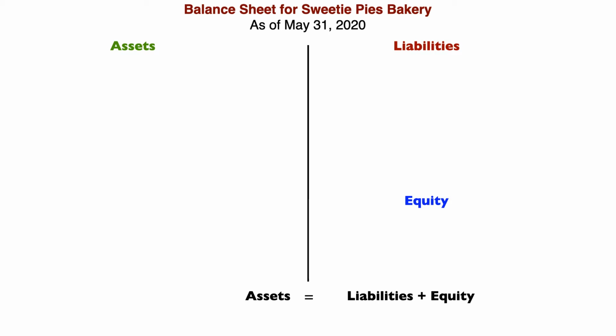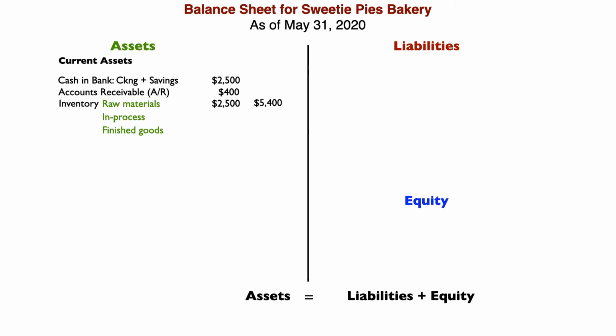Assets are divided into two broad categories. The first category is called current assets. These are assets that can be turned into cash relatively quickly. We see that as of May 31st, Sarah's business has in her business checking and savings accounts a total of $2,500. Well, that's already cash. It doesn't need to be converted. We also see that she has some accounts receivable. This is where she has delivered pies to a customer, has sold pies to a customer, but they haven't gotten around to paying her yet.